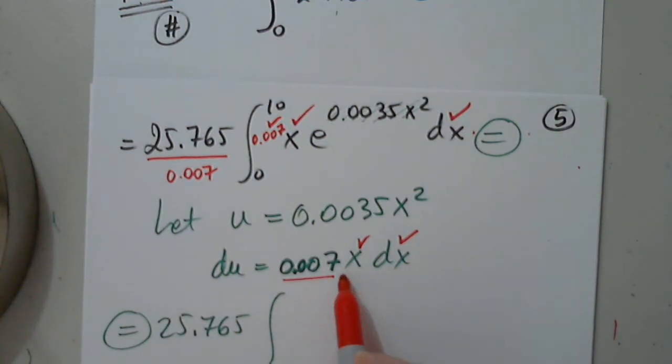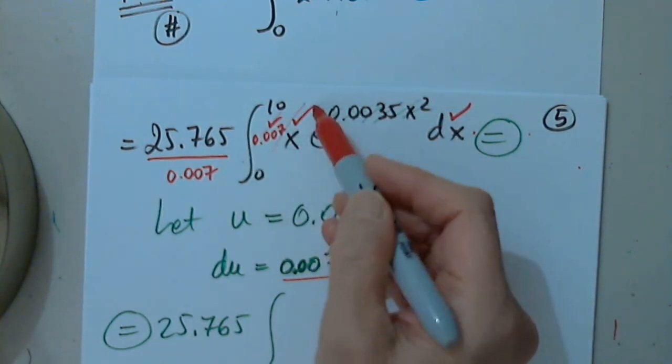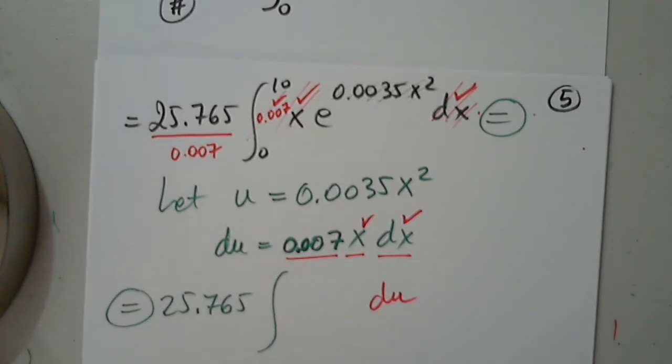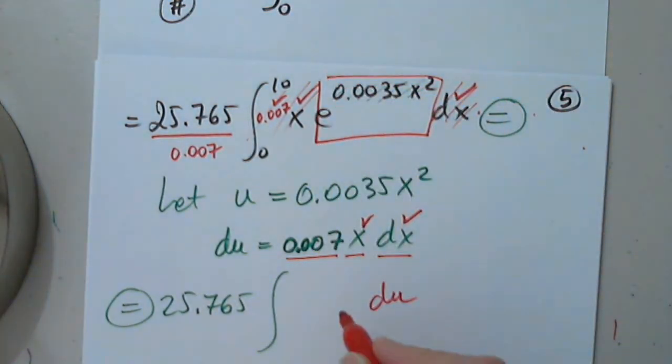But now I have all 3 pieces that I needed. I need this piece, I need this piece, and I need this piece. And I have them. 1, 2, 3. So these are gone because they are here in the u. Now what do I replace this by? E to u. Exactly. Awesome.